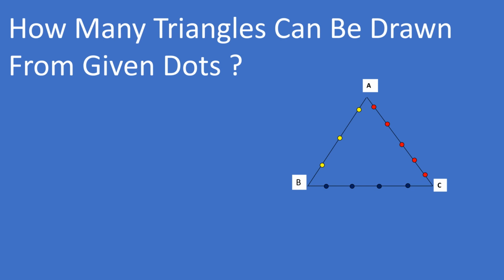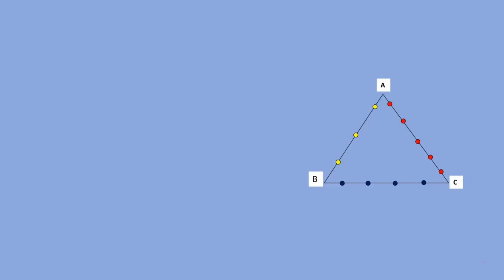So, let's start the problem and find the solution. Now if you observe, the side AB has 3 dots, side AC has 5 dots and side BC has 4 dots. First, we choose exactly one point from each side: one point from the side AB, one point from the side AC and one point from the side BC.